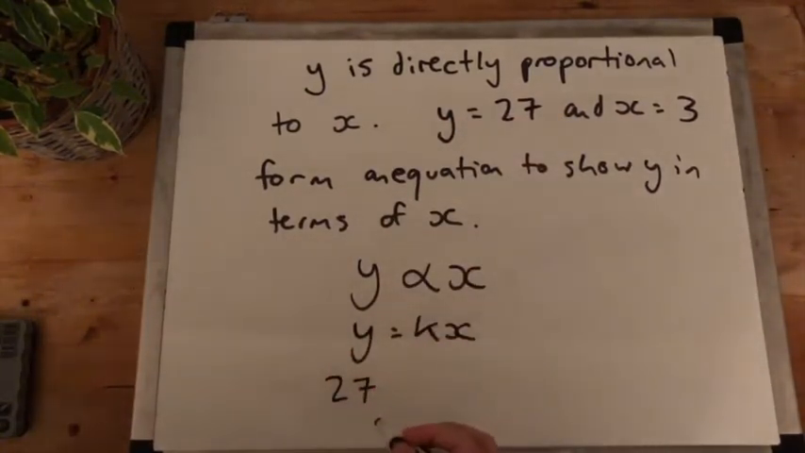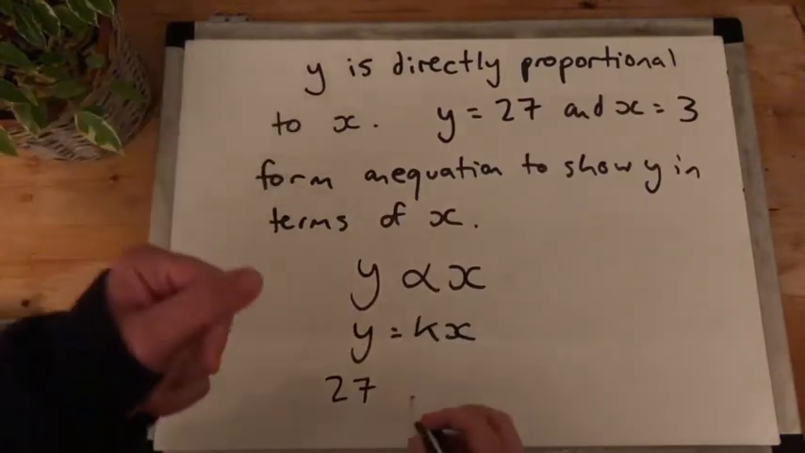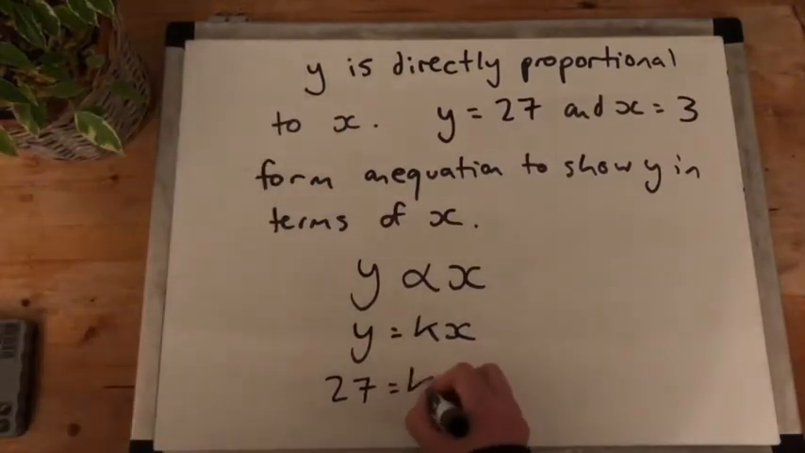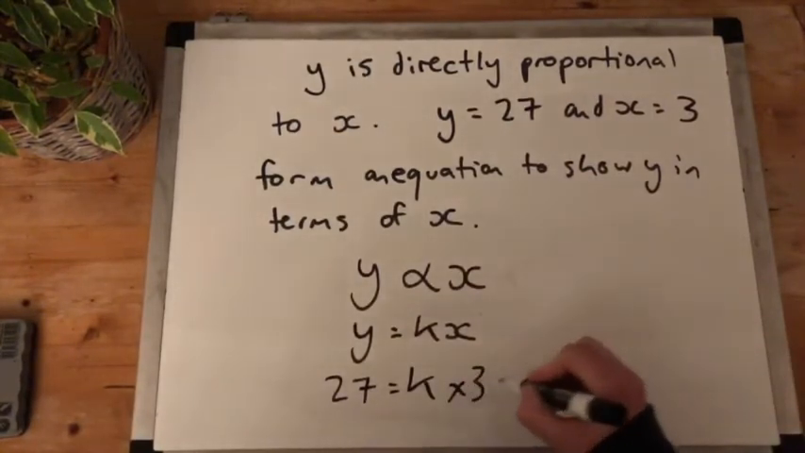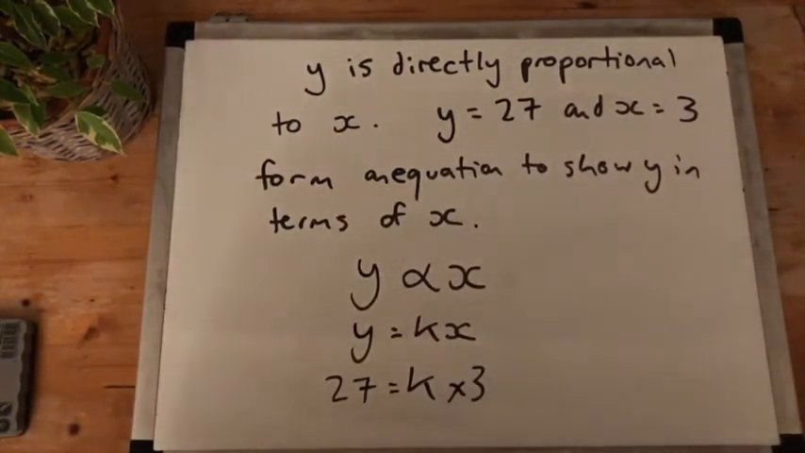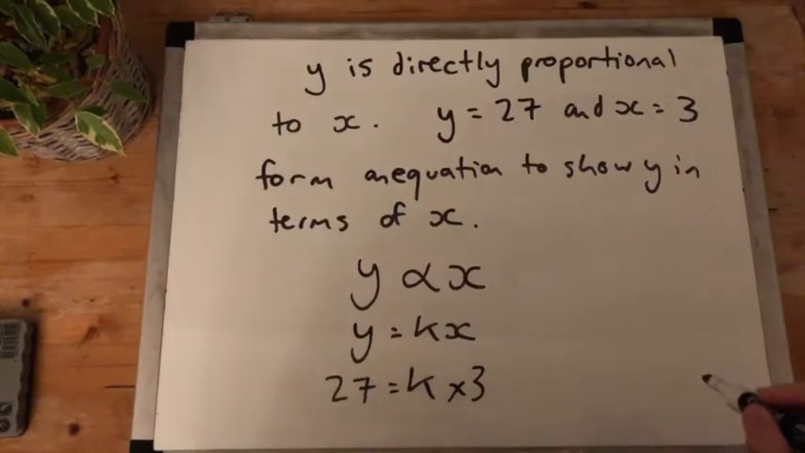Does it say what k is? No. Does it say what x is? Yeah, it says x is 3. So k times 3. 27 equals k times 3. So what's k going to be? Could it be 1? 1 times 3, but that's 3. Could it be 10? 10 times 3, that's 30, that's too big.